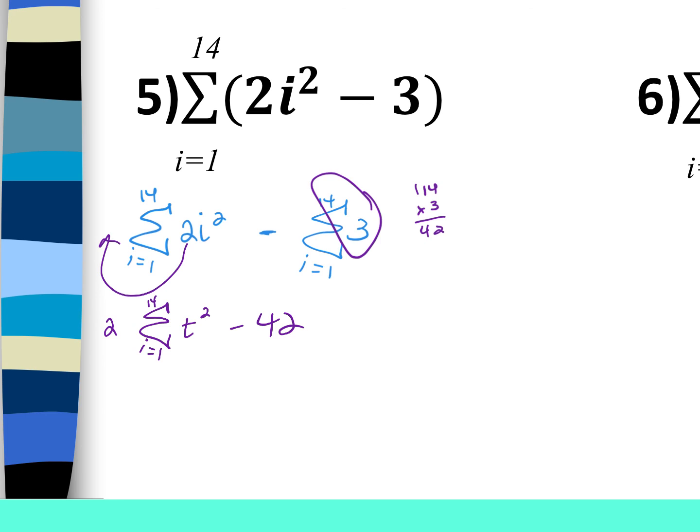Okay, then comes the squared. So the squared was what? Go ahead, Audrey. Give it to me in n terms before you do the numbers. That's n times n plus 1 times 2n plus 1 divided by 6. That's your i squareds, right? So the n is what? The n is 14, times 14 plus 1, which is 15, times 2 times 14, that's 28, plus 1, that's 29, over 6, minus 42.